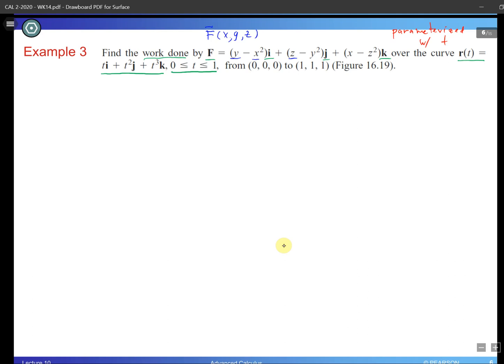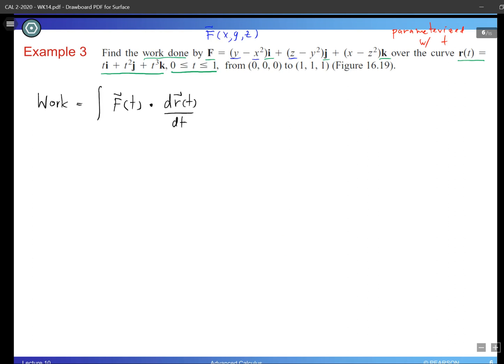So the work done along the path, the upgraded formula is going to be this one: integration of a dot product between a force vector in terms of time. Keep this in mind, this force has to be expressed in terms of time. This force vector dot product with the first order derivative of r in terms of t with respect to time.